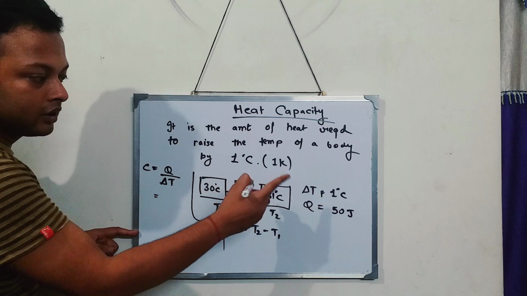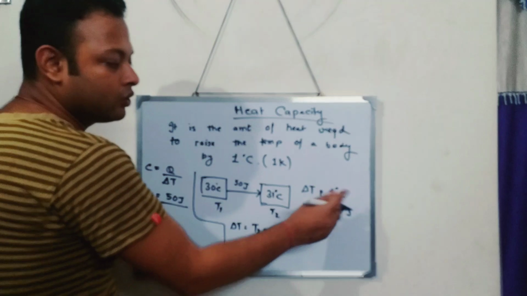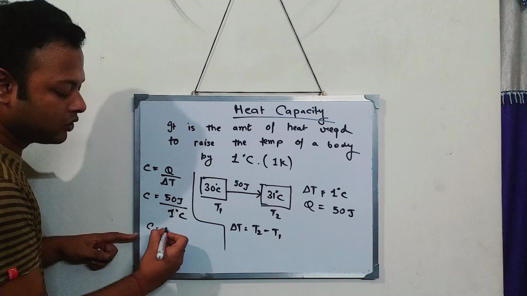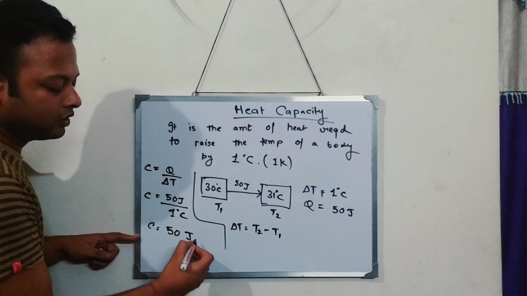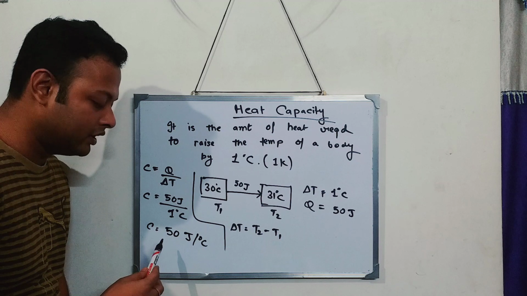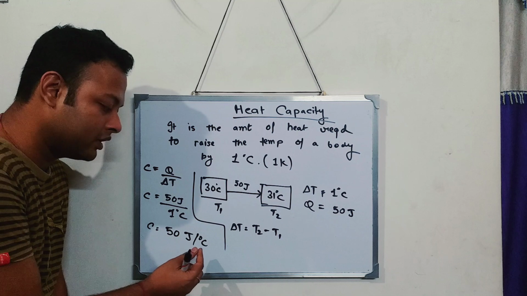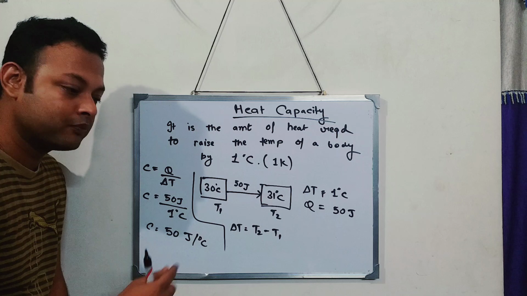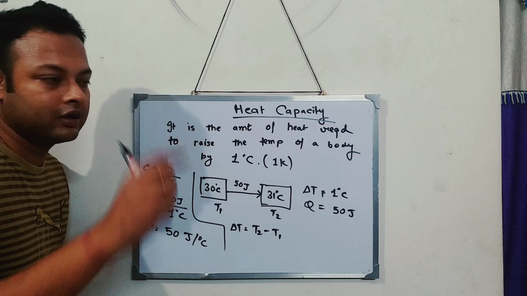So what is Q? Q is the amount of heat, 50 joule. And to raise the temperature by how much? 1 degree centigrade. So this is C. So C becomes how much? 50 by 1 is 50 joule per degree centigrade. So the value of C is 50 joule per degree centigrade. It means 50 joule of heat is required to increase the temperature by 1 degree. Per degree means 1 degree. So 50 joule per degree means 50 joule per 1 degree.